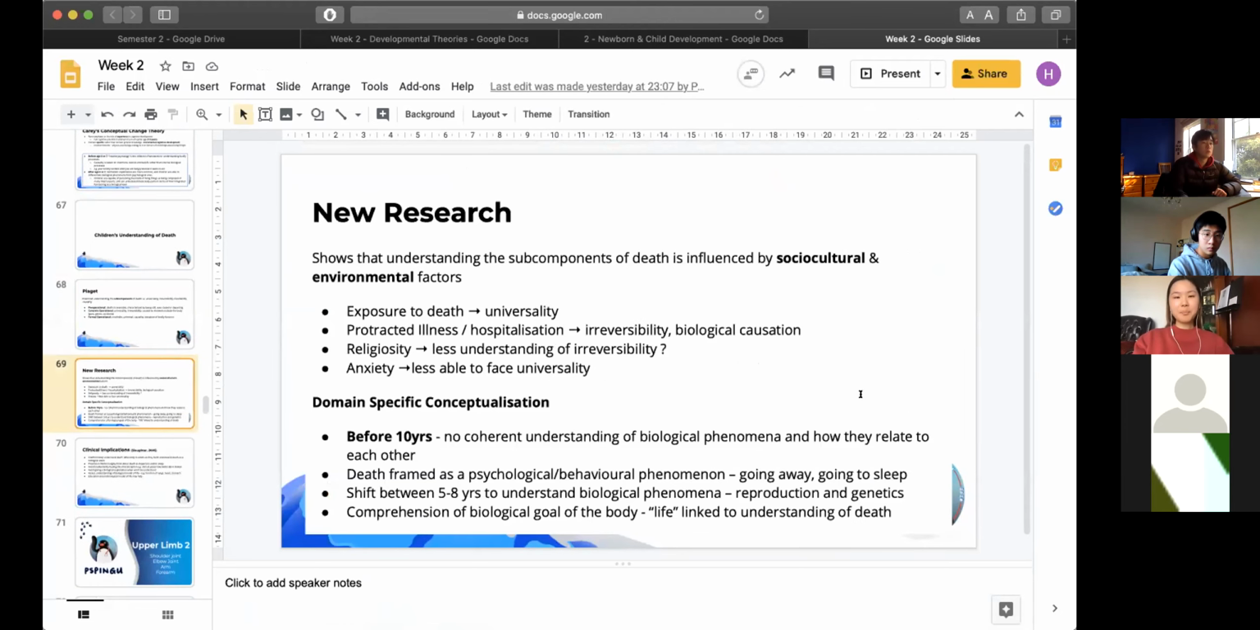But anyway, new research shows that the understanding of subcomponents of death is influenced by sociocultural and environmental factors. Wow, what a surprise. So different factors, different exposures that the child goes through from early life as they develop will affect how well or how early they understand the concept of death.